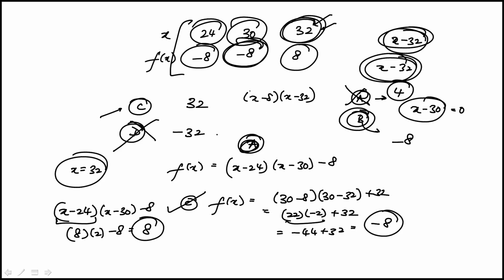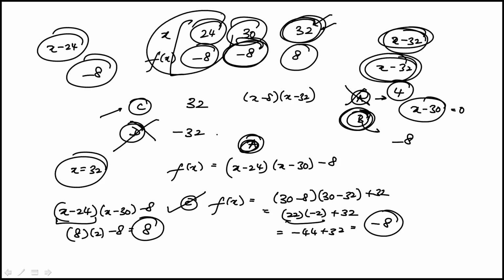So x equal to 24 is also actually easy for B, because we have the x minus 24 term. So when we plug in x equal to 24 in B, we do get minus 8. That matches. So then I have to come back to C, and it probably won't work for C.